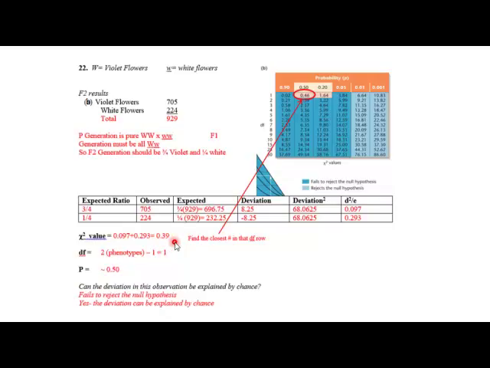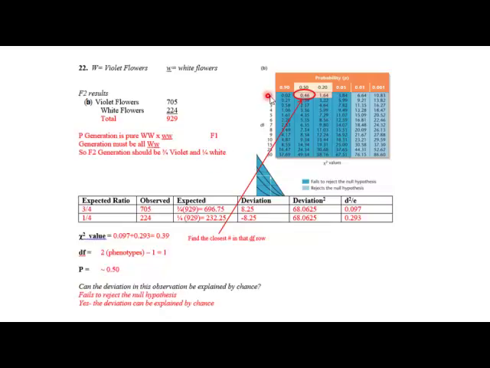Now, in order to move further, you also need to figure out your degrees of freedom. Degrees of freedom are determined by the number of phenotypes or categories minus 1. So we had violet flowers and white flowers. That's 2 phenotypes minus 1 equals 1.